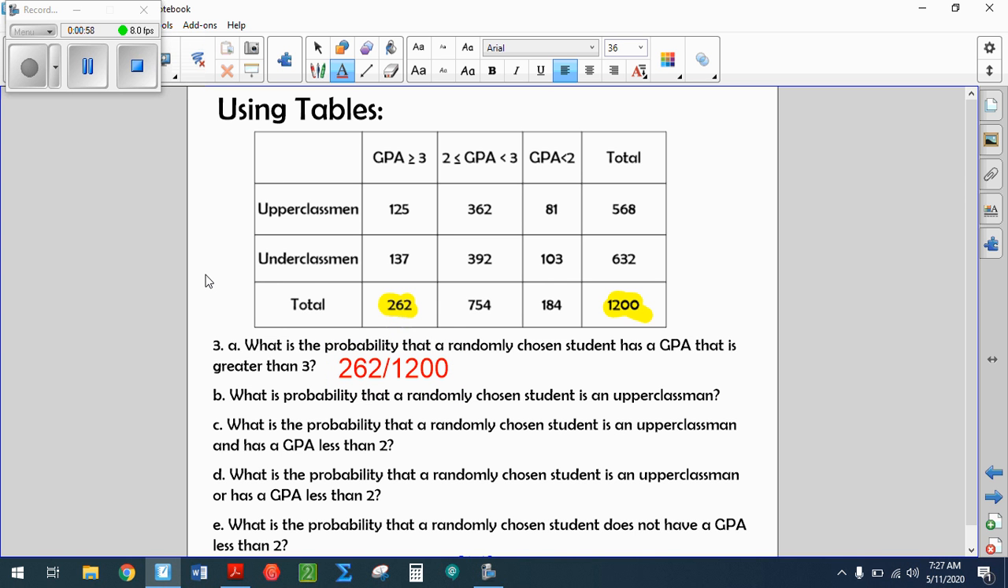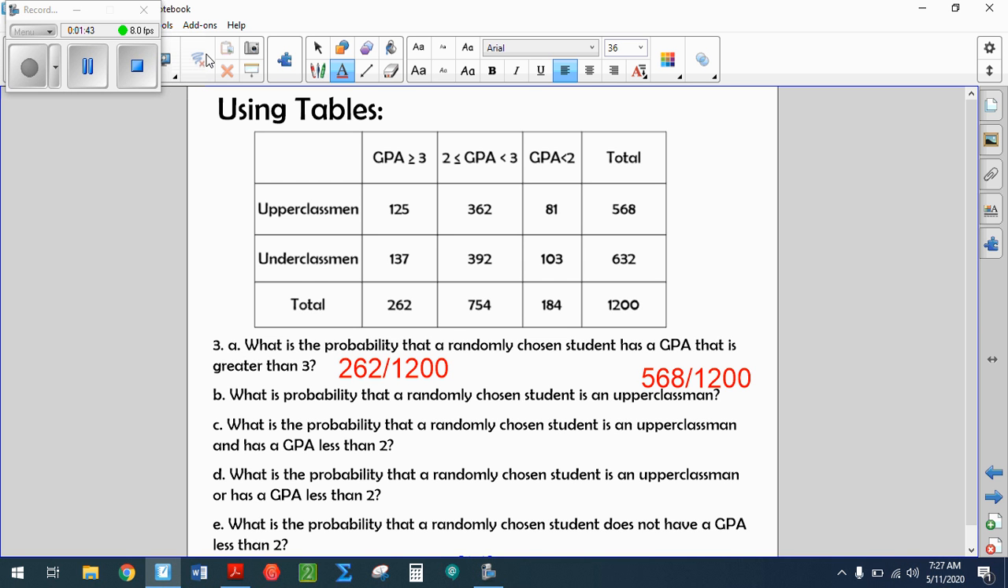B, what's the probability that a randomly chosen student is an upperclassman? So an upperclassman, let's get rid of these yellow dots. All right, upperclassmen. There are 568 upperclassmen out of 1,200 students.